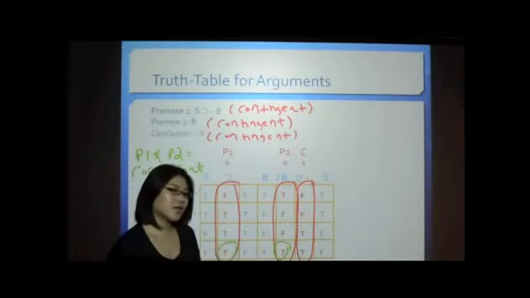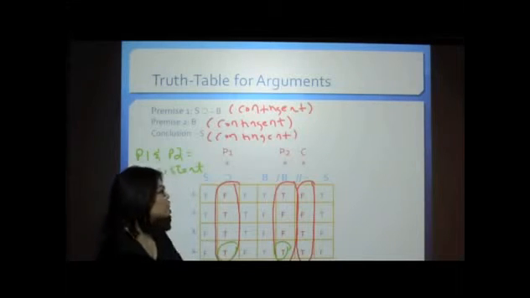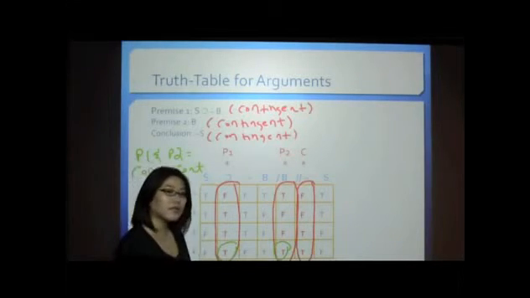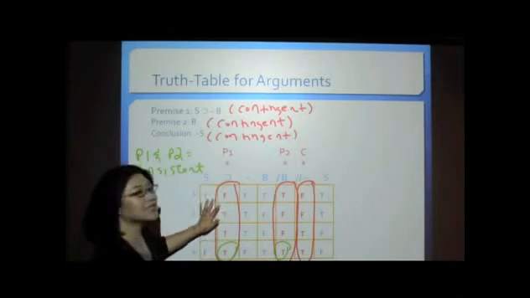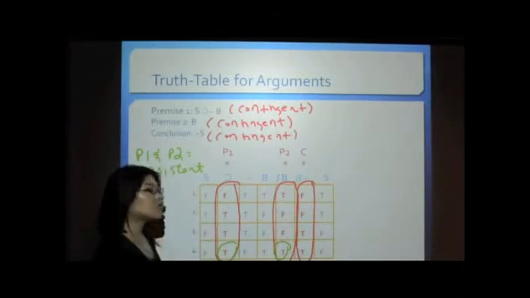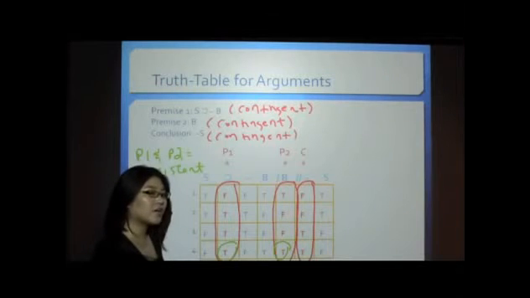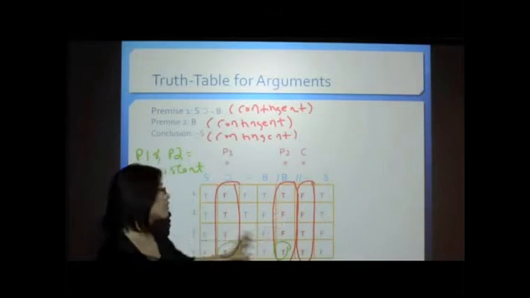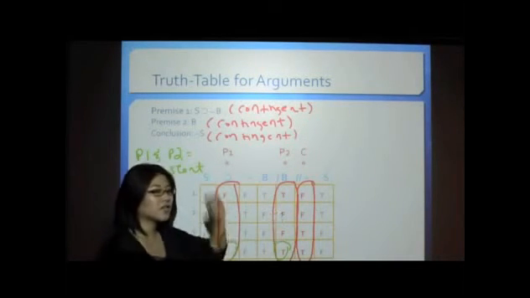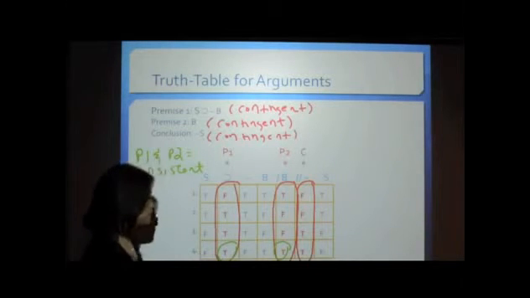But I'm not going to do that here, okay? What I want to do is move on to determining the validity of this argument. Now when you look at this argument, in order to determine the validity of an argument, you want to see if you can find a line where you have all true premises, so where both premises are true, but the conclusion is false, okay?